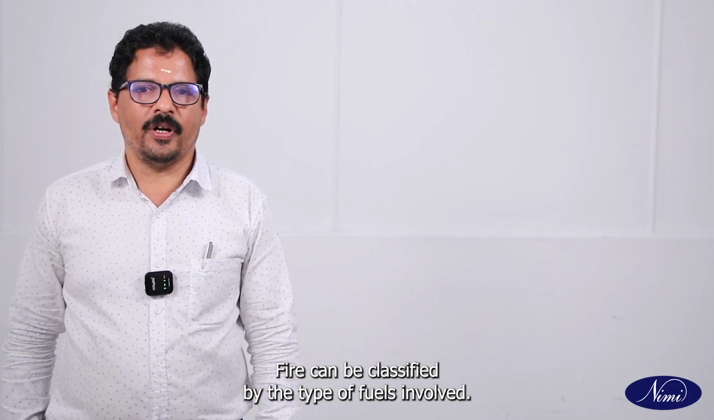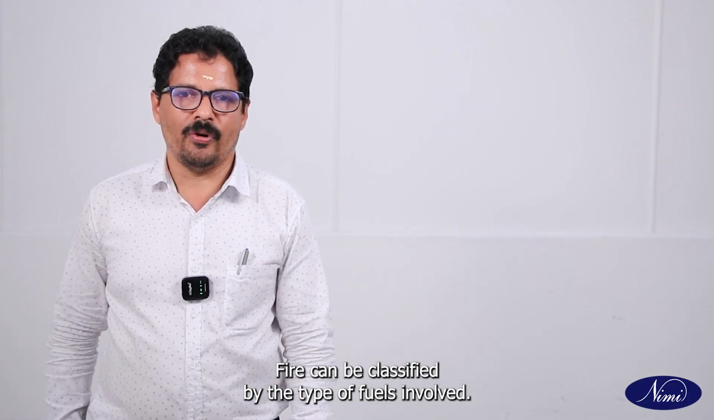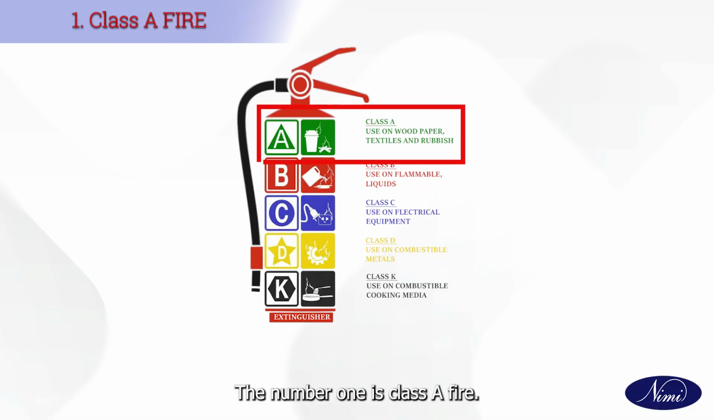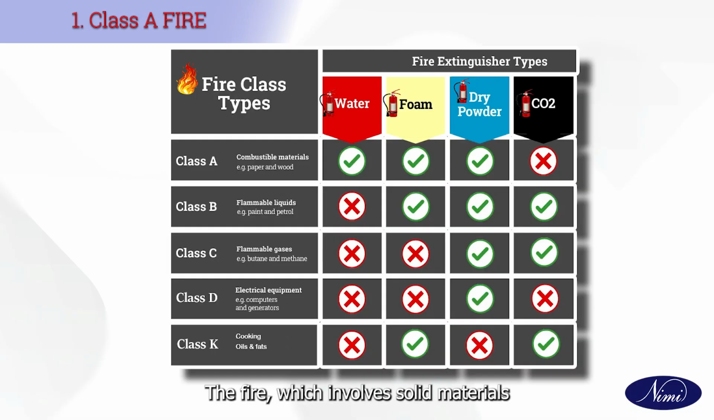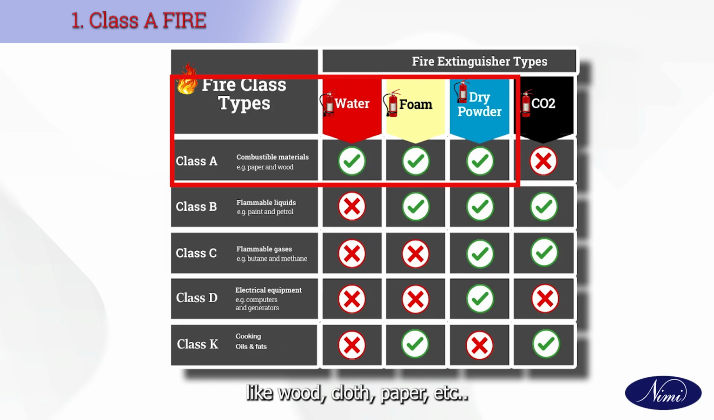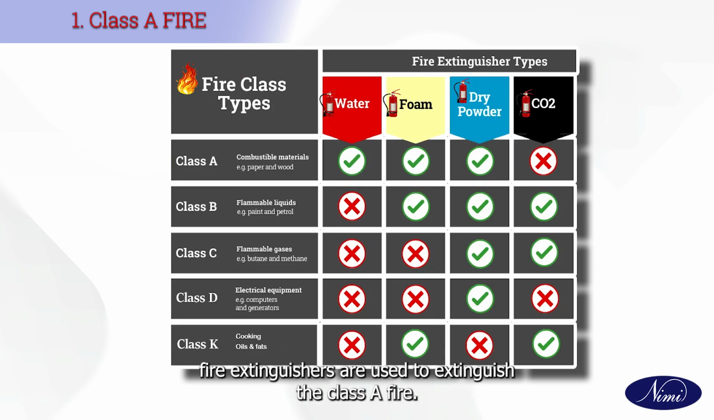Fire can be classified by the type of fuels involved. Number one is class A fire. The fire which involves solid materials like wood, cloth, paper, etc. Water, foam and dry chemical fire extinguishers are used to extinguish the class A fire.